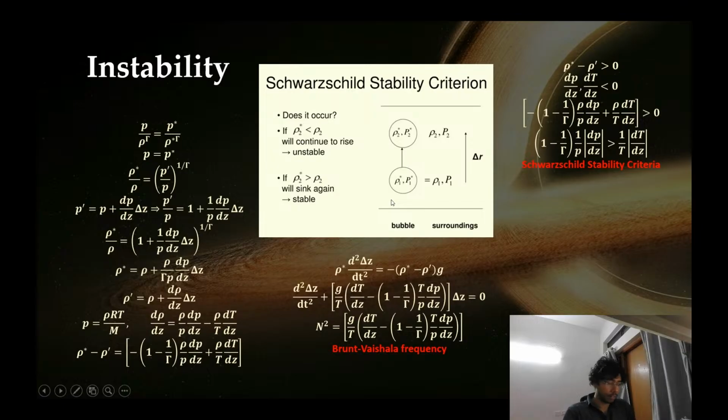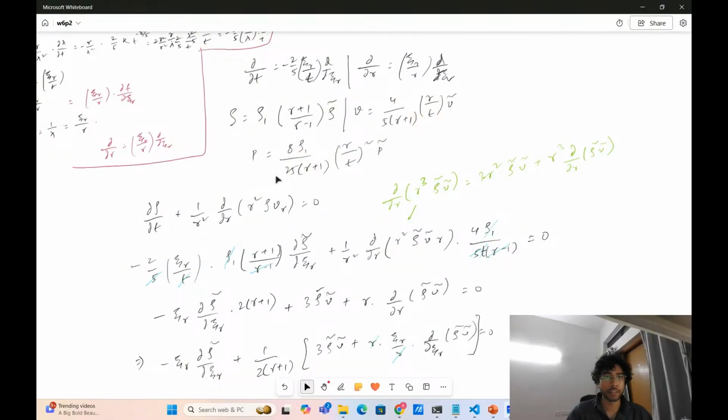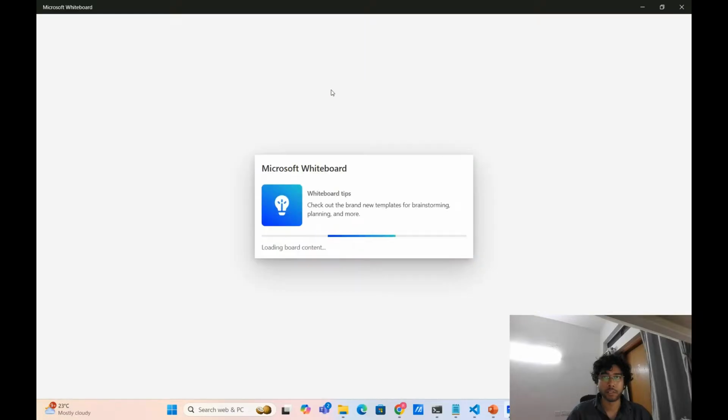Now, just a brief aside about how this oscillation behaves. Just remember the form of this equation: d squared delta z by dt squared plus some constant times delta z equals 0. If we consider this constant to be N squared, then this is called the Brunt-Väisälä frequency. Now, what is the physical significance of this? We are going to see that. Let me go to the whiteboard.